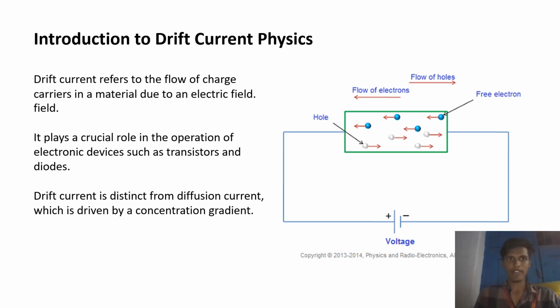Drift current refers to the flow of charge carriers in a material due to an electric field. It plays a crucial role in the operation of electronic devices such as transistors and diodes. Drift current is distinct from diffusion current, which is driven by concentration gradients.